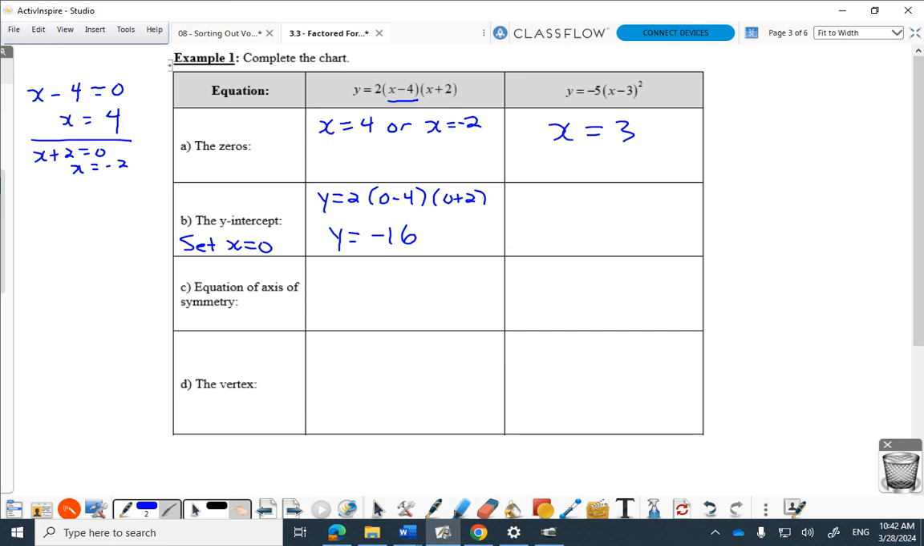So how about this one? Set x equals 0. Y equals negative 5 times 0 minus 3 squared. I'm going to show an extra step here. Negative 5 times 9, negative 45. So was it that bad? I acted in the last screen like, oh, we can't get y-intercept. Well, subbing in x equals 0 is one of the easiest subs ever. Maybe Turkey would be the only other easy sub I can think of.